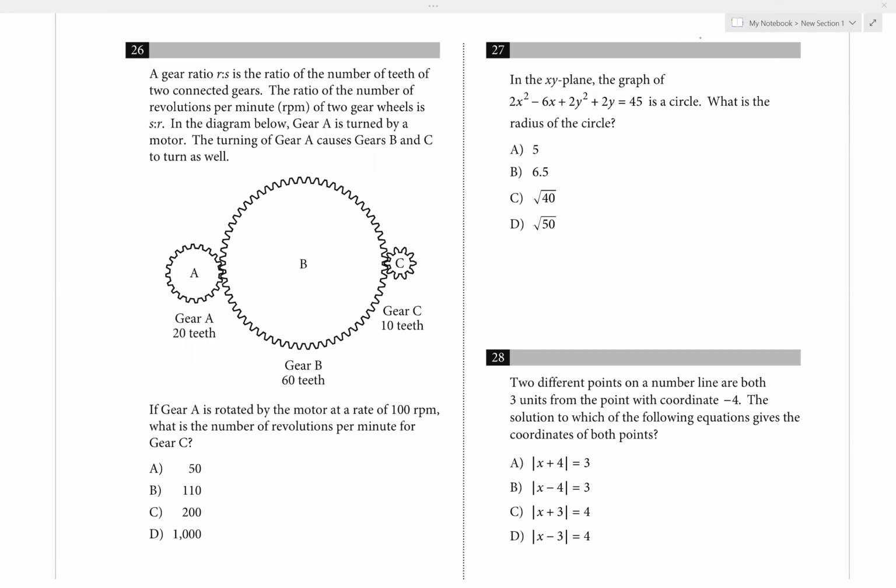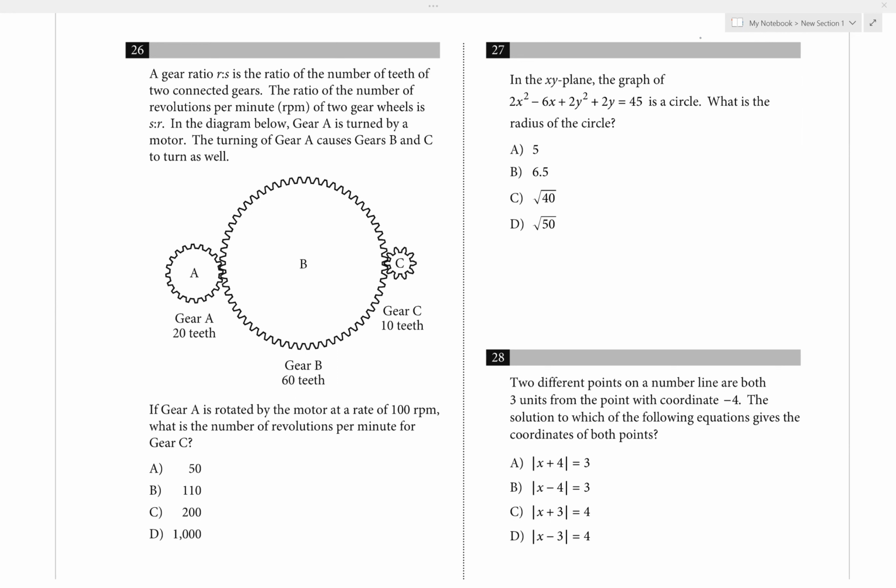All right, number 26. A gear ratio R to S is a ratio of the number of teeth of two connected gears. The ratio of the number of revolutions per minute, RPM, of two gear wheels is S to R. In the diagram below, gear A is turned by a motor. The turning of gear A causes gear B and C to turn as well.